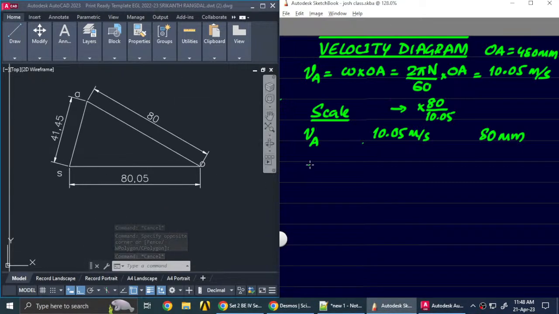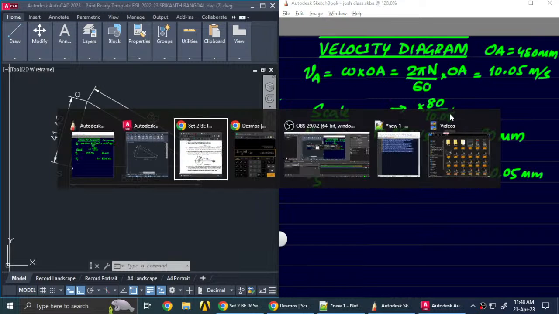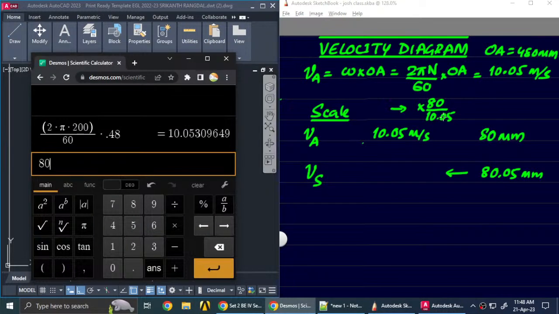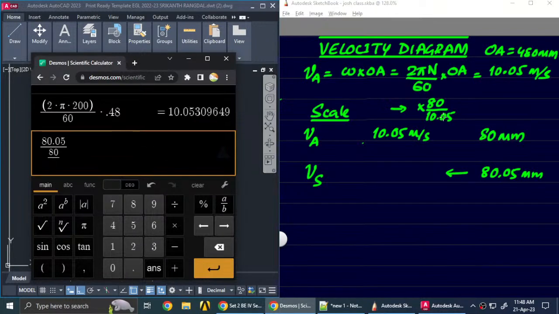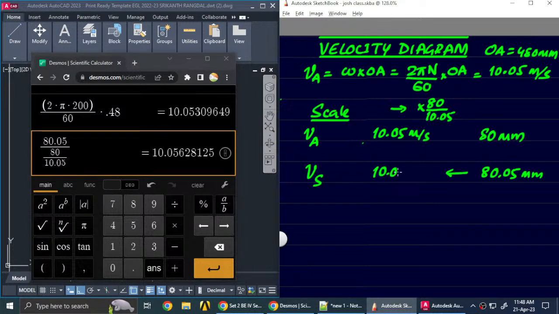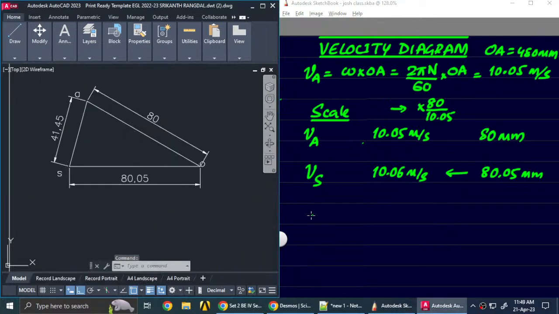So next, suppose we need velocity of B. We're getting the value over here as 18.05 mm, and now we need to convert it back from right to left, so we have to divide this value instead of multiplying it. So let's go ahead and do that. 80.05 divided by 80 by 10.05. Okay, so this will give us 10.06 meter per second. So that is the velocity of our slider.